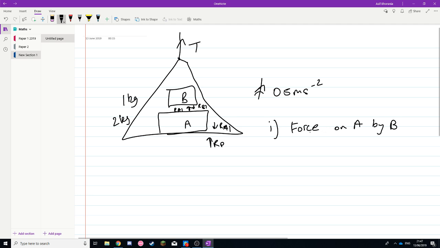So, the force exerted on A by B. Let's consider just the object B. This object B experiences, firstly, its weight, so that's going to be 1g. Keep in mind that it's accelerating up at 0.5 meters per second squared. We're not technically ignoring the force RB1 or RA1, but we're saying that it experiences a reaction force R.